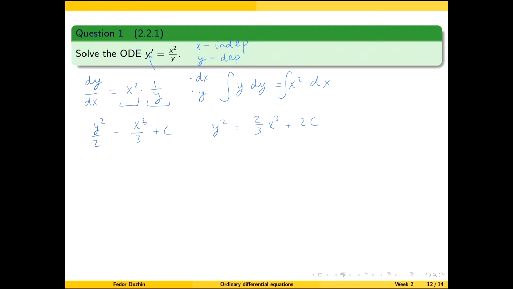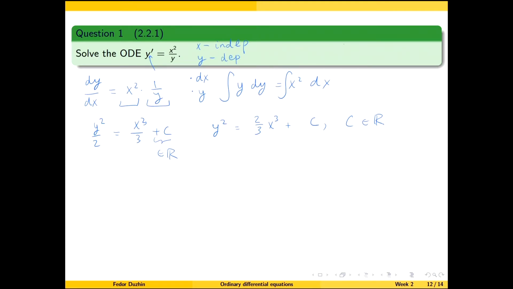Well, but what is this plus c? This is just any real number, right? So the c represents any real number. But if c is an arbitrary real number, then 2c is also an arbitrary real number. There is no restriction. So if c can be anything, then so can 2c. Therefore, writing that y squared equals 2/3 x cubed plus 2c is as good as writing plus c, because either c or 2c just stands for any real number, where c is any real number. So which means that we can just delete this multiplier 2.